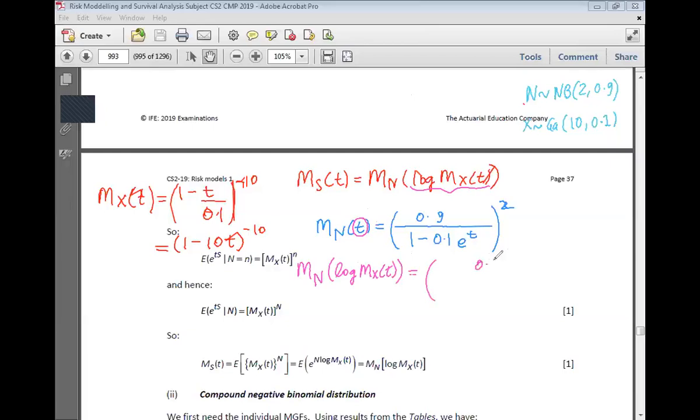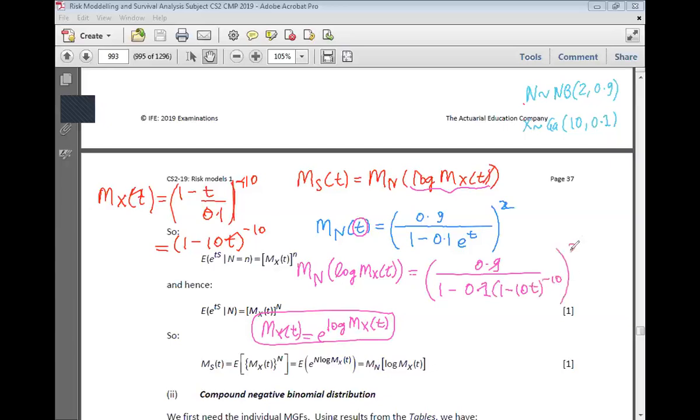Like the e raised to t will become e raised to log t, right? Will it become e raised to log t? So instead of t, what do I have? e raised to log of MX(t). What will this become? MX(t), not t. And what is my MX(t)? It's this thing right here. So 1 minus 10t raised to minus 10, and all of this raised to 2.